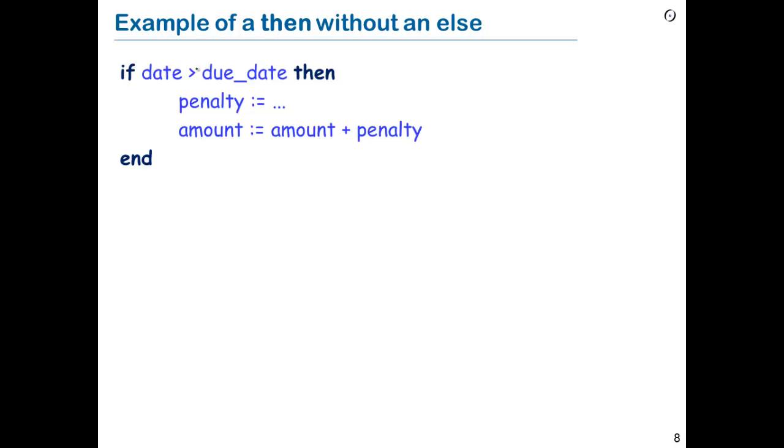Assume that we want to prepare a bill and we want to add a certain penalty if the bill is overdue. So we are going to write something like this. If date is greater than due date, then we compute the penalty and we add the penalty to the amount. The case in which date is less than or equal to due date is such here that we don't need to do anything special. We only do something when the condition is true, and otherwise we just proceed with whatever comes afterwards in the program.